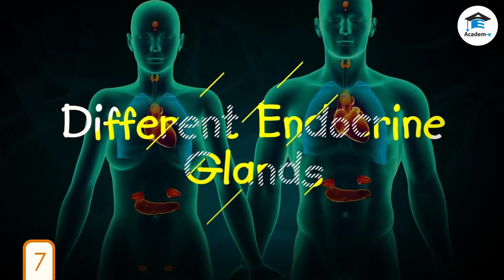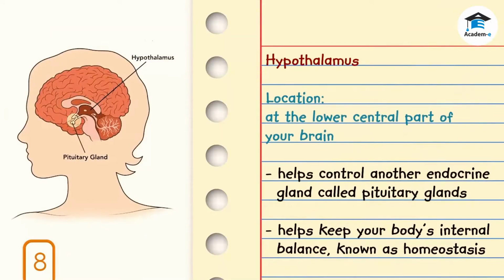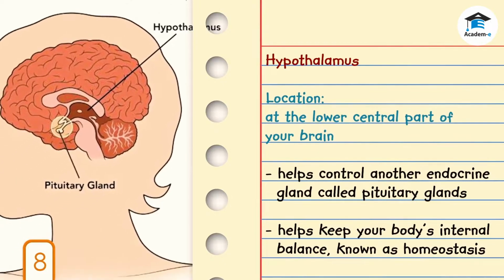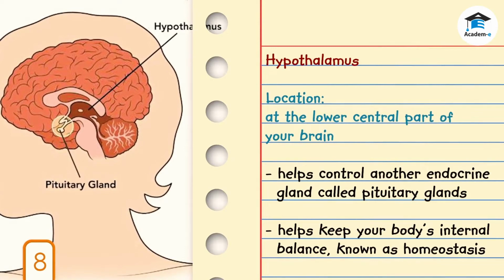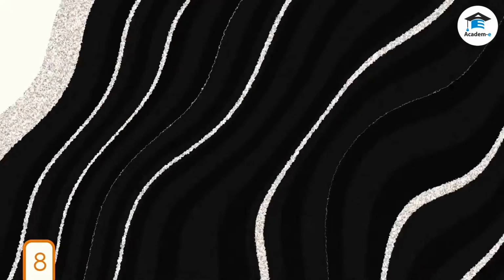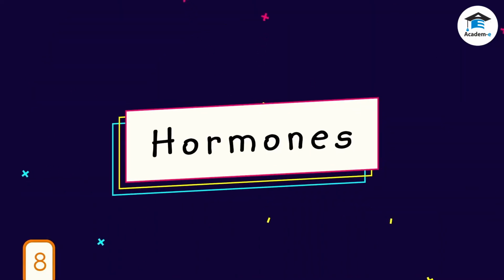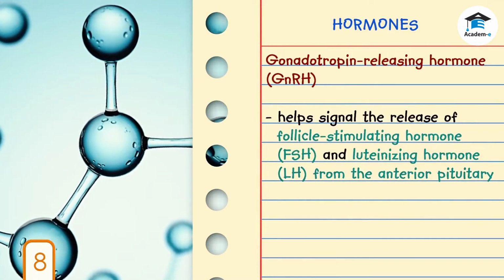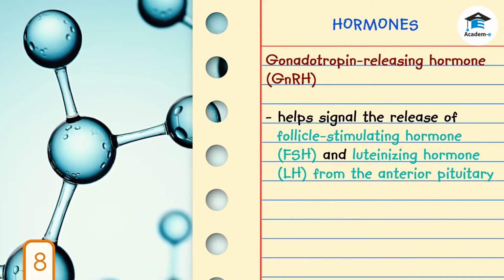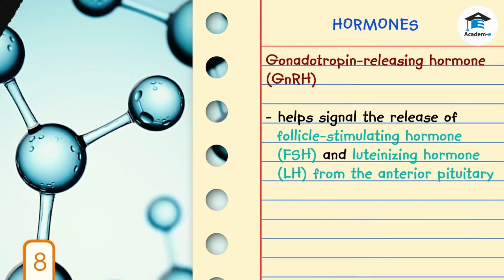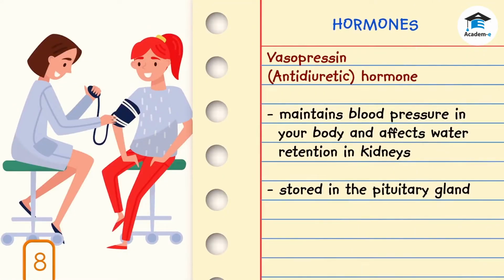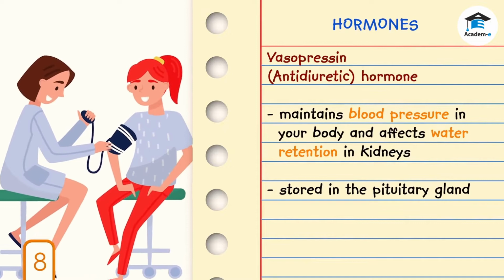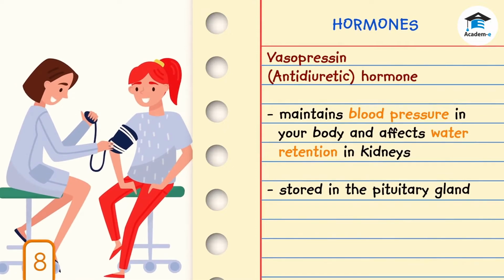Different endocrine glands. The hypothalamus, located at the lower central part of your brain, helps control another endocrine gland called the pituitary gland. It also helps keep your body's internal balance, known as homeostasis. Hormones. Gonadotropin-releasing hormone, GnRH, helps signal the release of follicle-stimulating hormone, FSH, and luteinizing hormone, LH, from the anterior pituitary. Vasopressin, antidiuretic hormone, maintains blood pressure in your body and affects water retention in kidneys. This hormone gets stored in the pituitary gland.